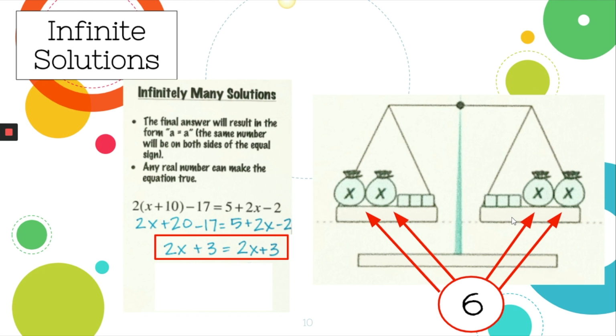Okay, but maybe that was just a lucky guess. So I'm going to throw another number, 27. 27 times 2 is 54, plus 3 more gives me 57. Same thing on this side. Let's go big. What about 100? 2 times 100 gives me 200, plus 3, 203. I would get that on both sides.